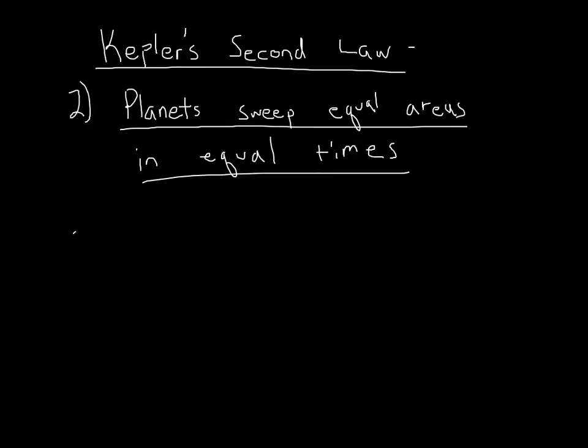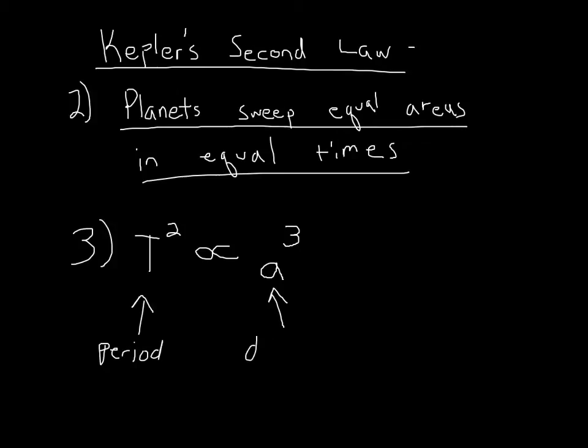Then a consequence of this is Kepler's third law, which we've already seen, which we've derived from Newton's laws, is that the period squared is proportional to the distance cubed. And for an elliptical orbit, the distance is going to be this letter A. So T is the period, and A is the distance. And for an ellipse, this quantity A has a specific name. It's called the semi-major axis.